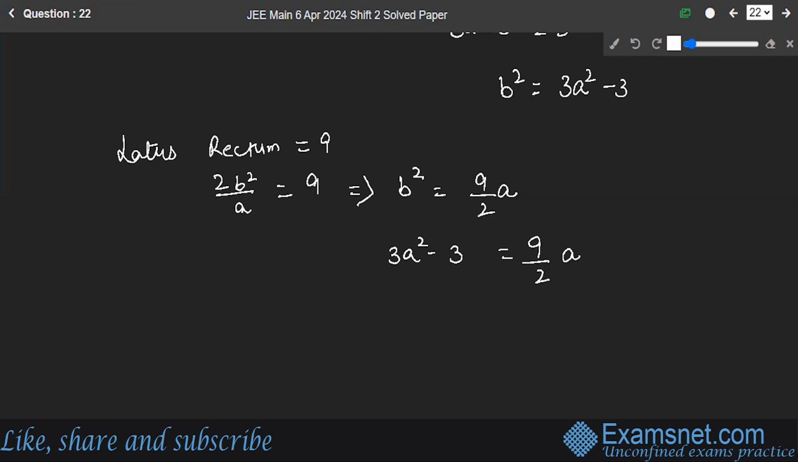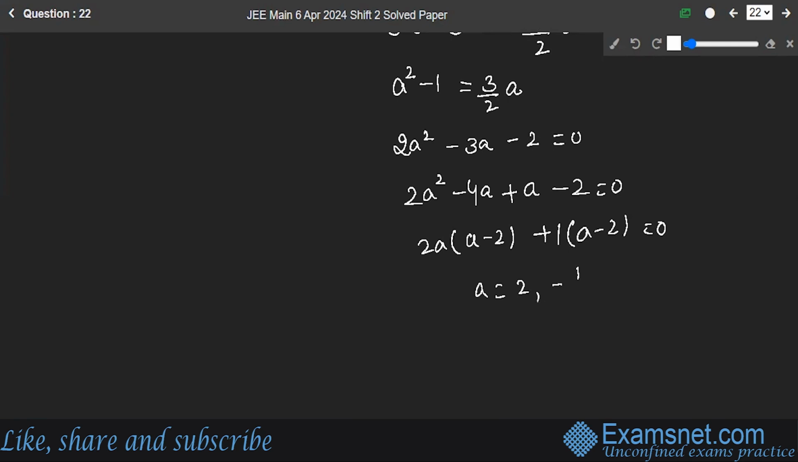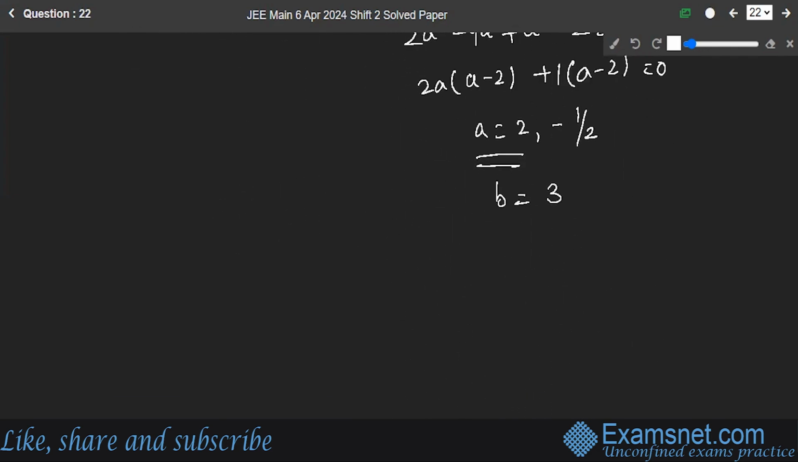Dividing both sides by 3, you will have a square minus 1 is equal to this. And multiplying both sides by 2, 2a squared minus 3a minus 2 is equal to 0. So the factors are 2a plus 1 and a minus 2. So you will have a's value as 2 or minus 1 by 2. Negative value for a, I'll ignore that and let's take a is equal to 2. If I get a is equal to 2, you will solve to get the b's value as 3 using this equation. Okay, so I got the a and b.